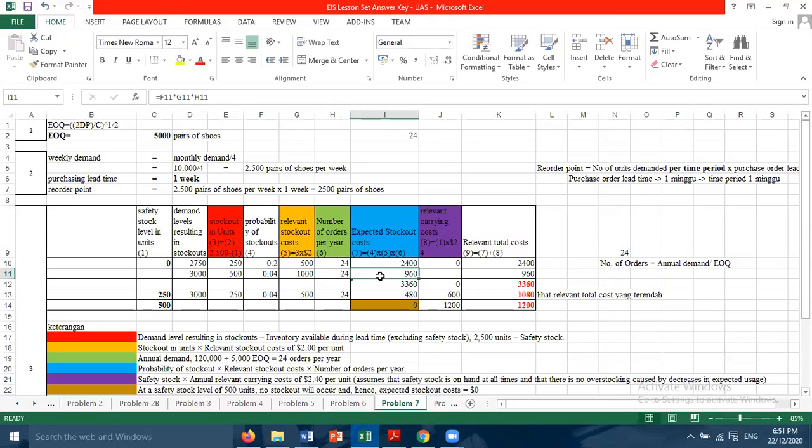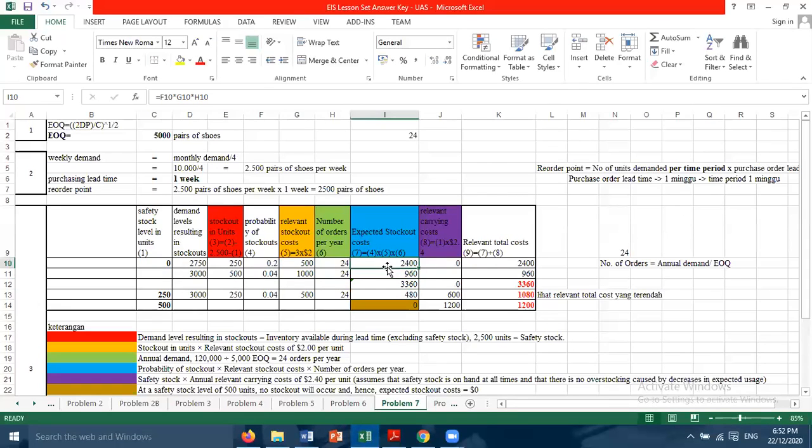Then next, we do the same thing for the scenario where the demand is 3,000. If the demand is 3,000, we'll get a stock out of 500 units since we only hold 2,500. And the probability of stock out is 0.04. So all we need to do, once again, is multiply $2 by 500 units, multiplied by the probability of stock out, multiplied by the number of orders per year. And we'll get the expected stock out cost, which is 960.